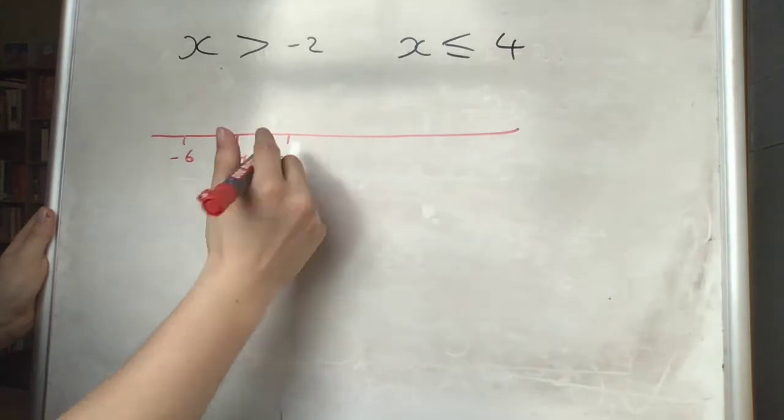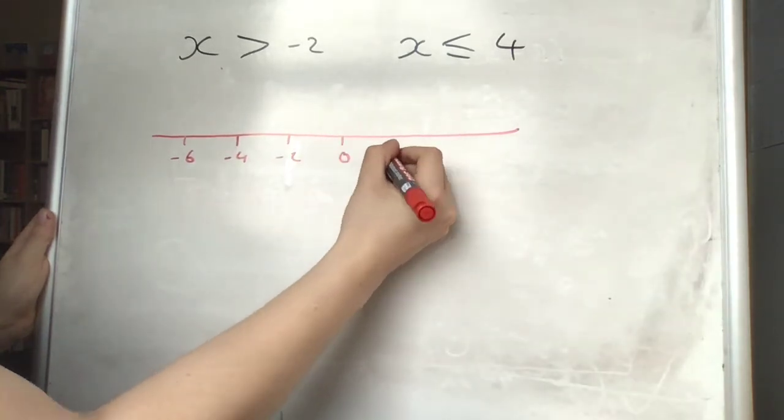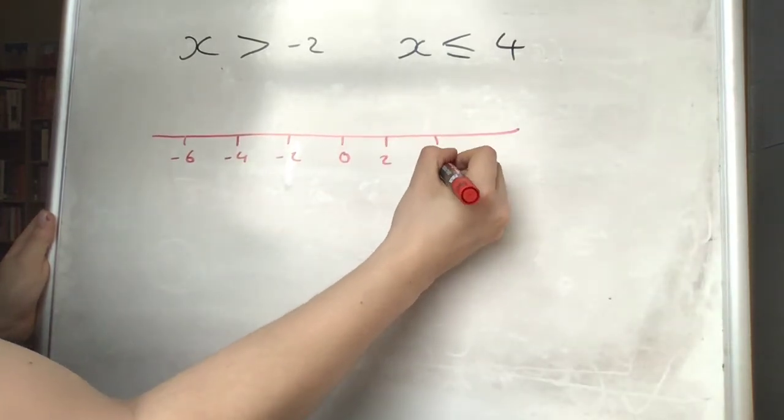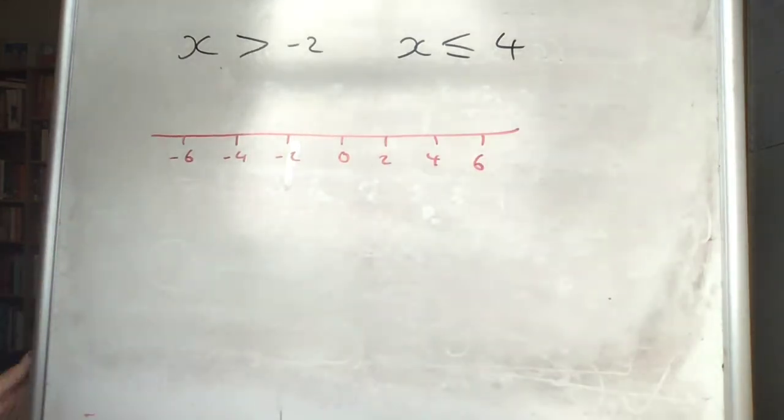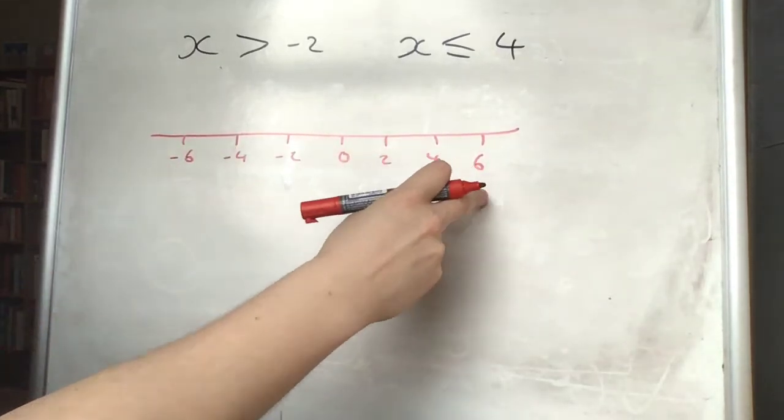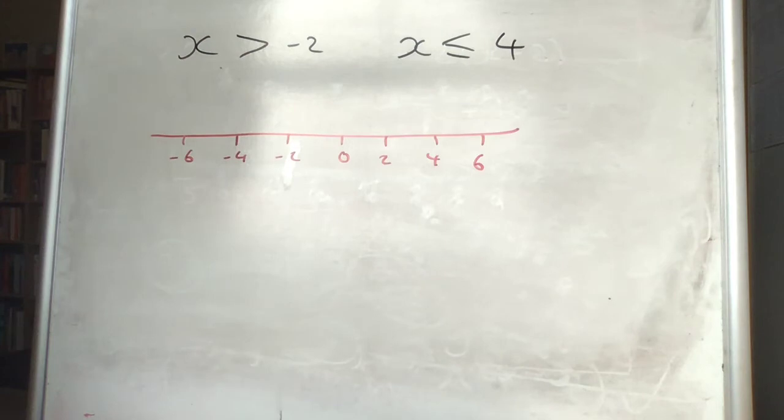-2, 0, 2, 4, 6. Okay, so we've got from -6 to 6 on our number line here. And we're going to approach these one by one. So the first one we're going to look at is x is greater than -2.